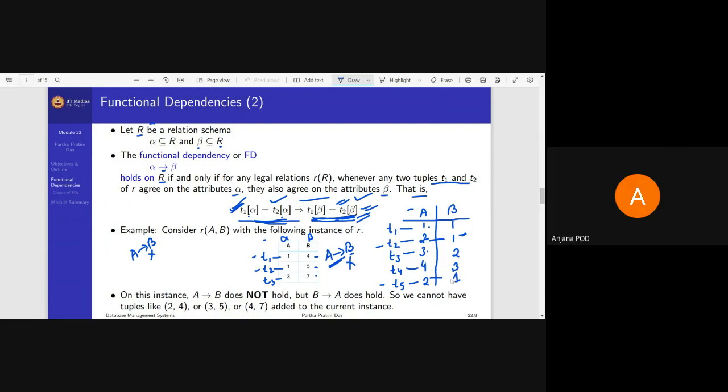Yes, that's right. And now on the other side, you are saying when a pair is matching, then also we are saying A determines B, because this condition is getting satisfied, right? If there are two tuples which are matching, then we will check for this condition. And if this condition is not satisfied, then we will say that A does not determine B.